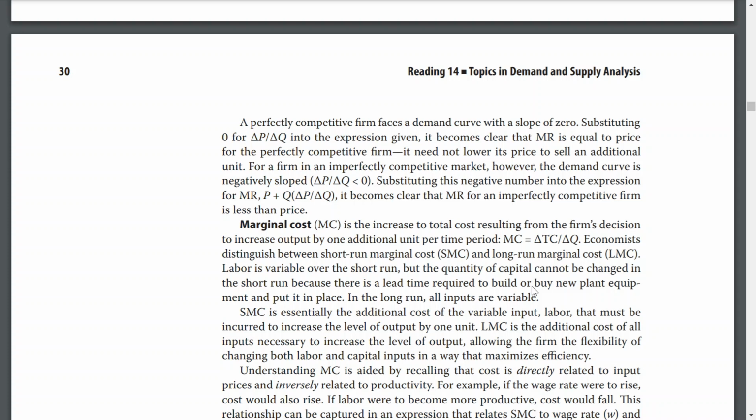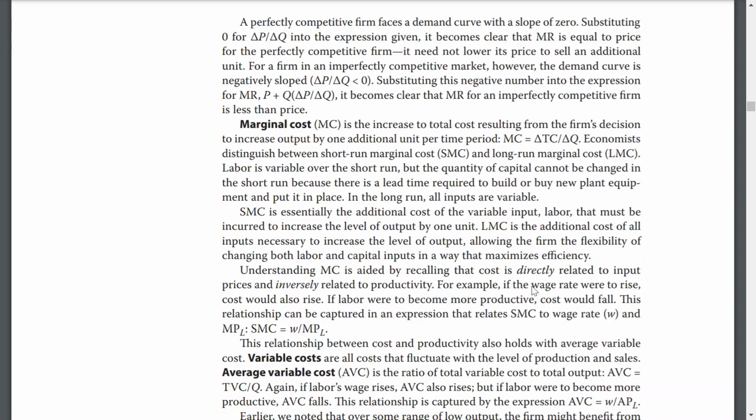For a firm in an imperfectly competitive market, however, the demand curve is negatively sloped, or what looks like this. Substituting the negative number into the expression, it becomes clear that MR for an imperfectly competitive firm is less than the price.